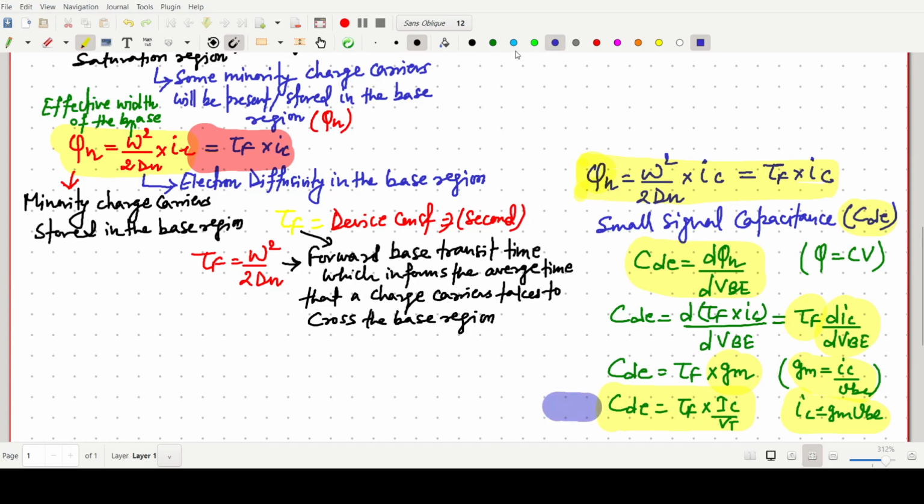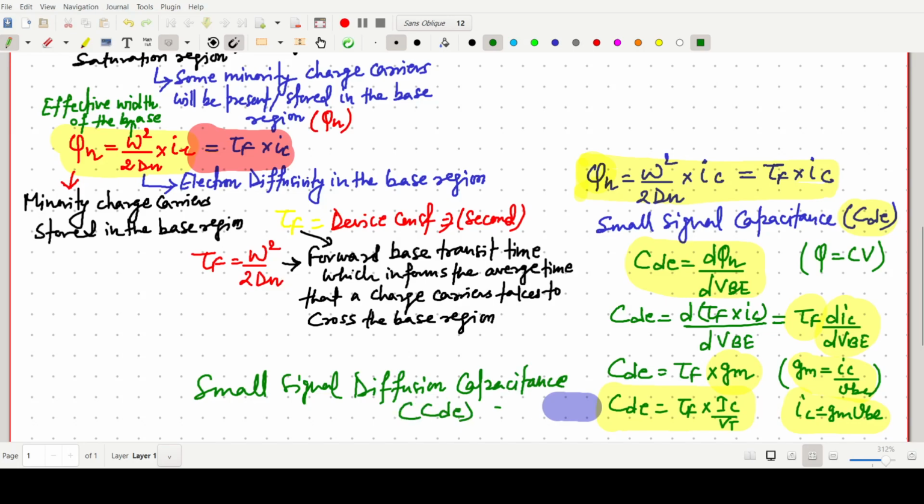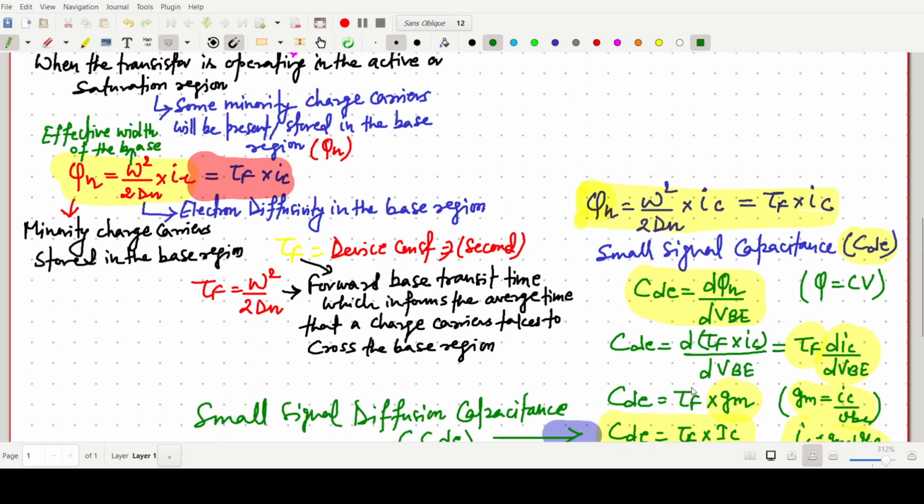So this one is the small signal diffusion capacitance, that is our CDE. Okay, CDE. So this one is some important formula that we have to know. After practicing 2 or 3 times, it will be a little bit easy.